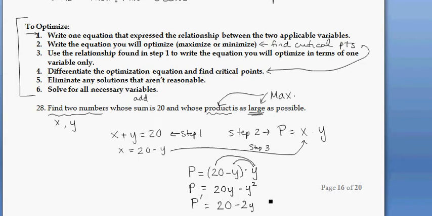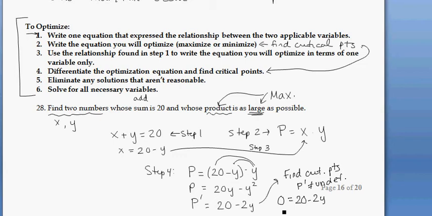Now all of this is still my step 4. I need to find critical points. I need to know where P prime is 0 or undefined, but P prime is never going to be undefined. So I'm really just solving for where it's equal to 0. If I add 2y to the other side, we see that this is going to happen when y equals 10. So I don't have any extraneous or unreasonable solutions.